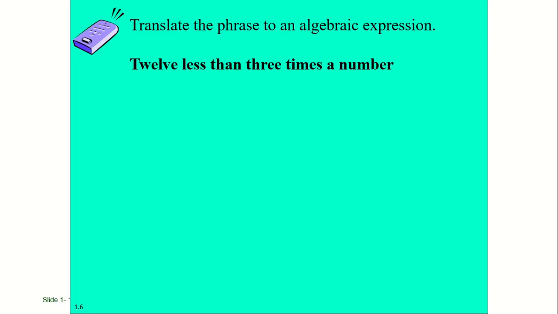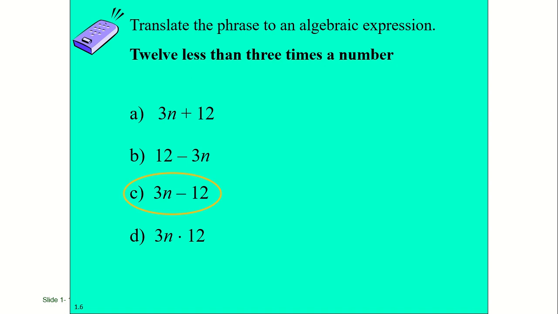Let's try to practice. Let's translate the phrases to an algebraic expression. 12 less than 3 times a number. Is it A, 3n plus 12, B, 12 minus 3n, C, 3n minus 12, or D, 3 times 12? You may pause this video for you to answer. The correct answer here is letter C. Our rule, the term is less than, so the second term first before our first term.